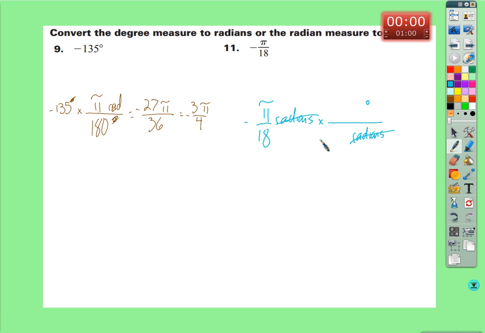Those cancel out. 180 degrees is equal to pi radians. If pi and pi are the same number, it's dividing itself, so it does also cancel. 180 divided by 18, negative 10 degrees.